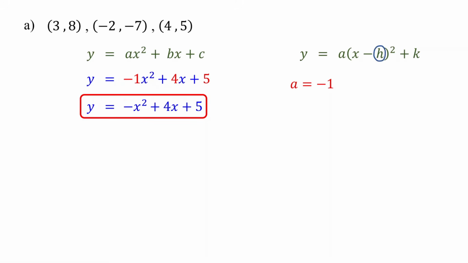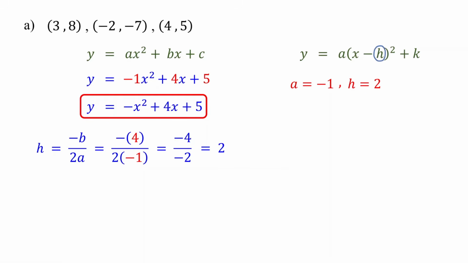H represents the x-coordinate of the vertex, and we find it from the standard form using the formula negative b over 2a. A is negative 1 and b is 4. Substitute these values into the formula. Simplifying this, we find that h equals 2, right?